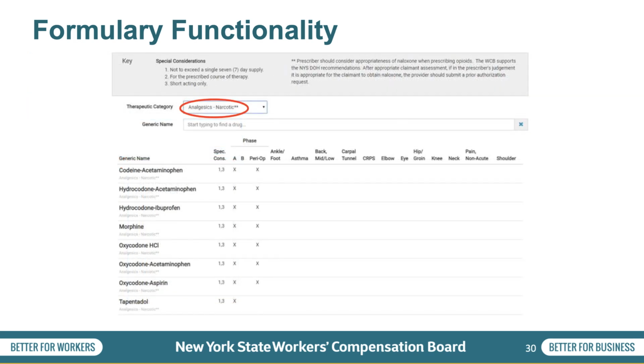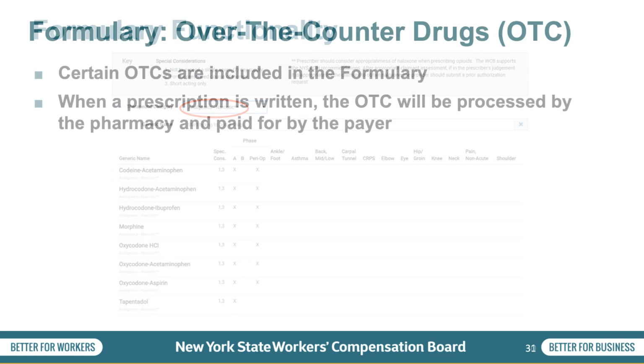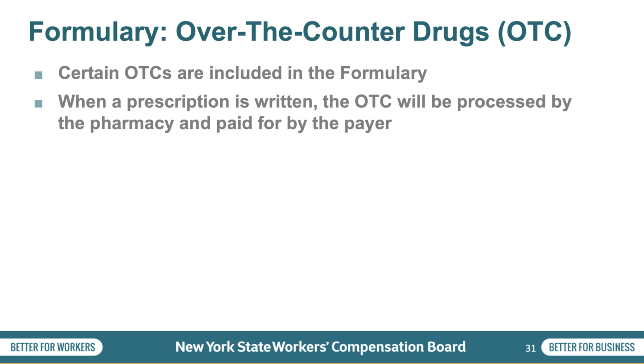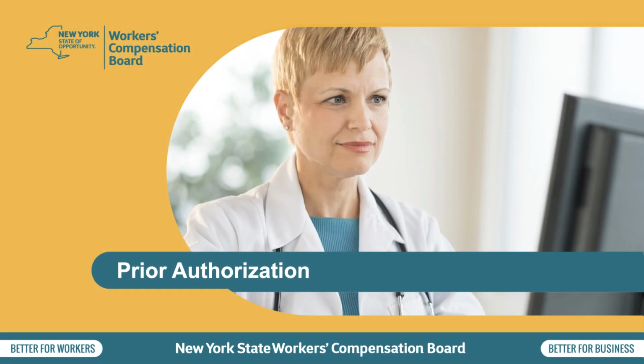After selecting a therapeutic category, full formulary information for all drugs in that category will be displayed. It should be noted that some over-the-counter drugs are also included in the formulary. When written as a prescription, covered over-the-counter drugs will be processed by the pharmacy and paid for by the payer. Now let's look at prior authorizations.